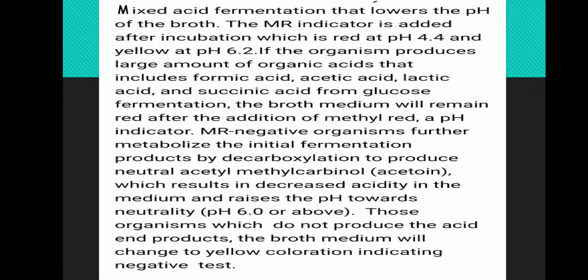The MR negative organisms further metabolize the initial fermentation products by decarboxylation to produce neutral acetyl methyl carbinol. This is also called acetoin, and this results in decreased acidity in the medium and raises the pH towards neutrality, that is pH 6 or above. For those organisms which do not produce the acid end products, the broth medium will change to yellow coloration, indicating a negative test.